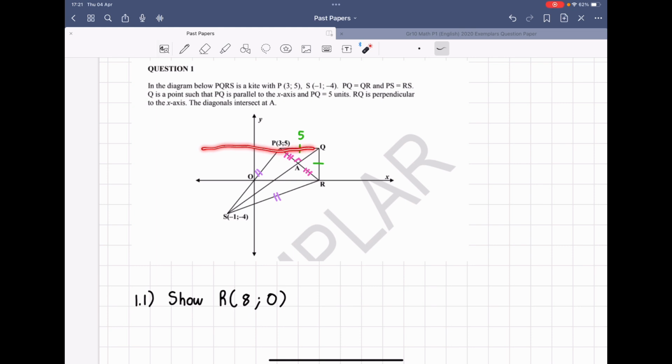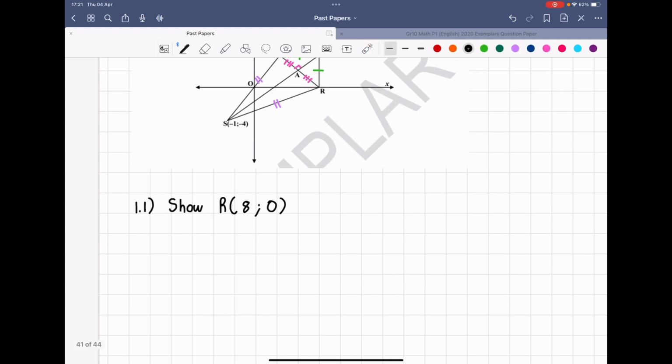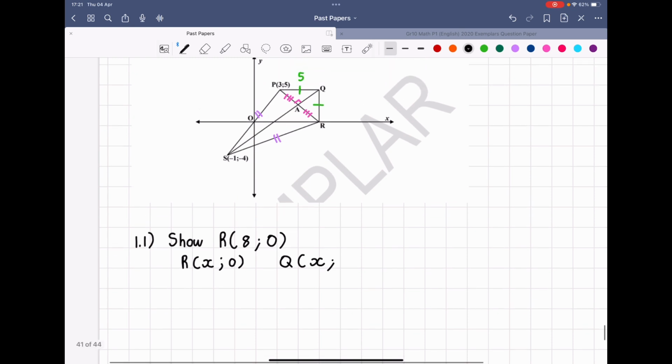And I was told that PQ is parallel to the x-axis, which means that the point P and the point Q are going to have the same y value. Okay, so I know that R is definitely some x coordinate and the y coordinate is 0. Then I know that Q is going to have the same x coordinate as R, so I'm going to write x again. But this time, I know that Q has got the same y coordinate as P, so I can write 5. And I was told in the question that P is the point 3, 5.